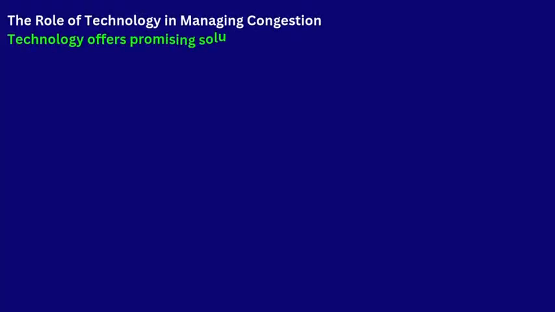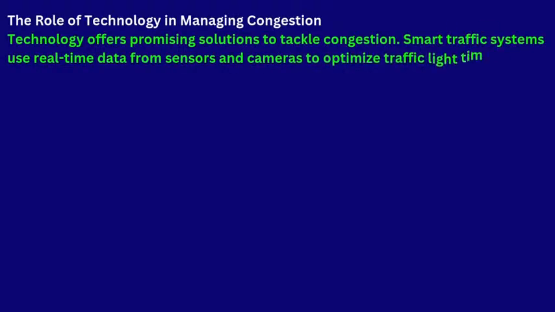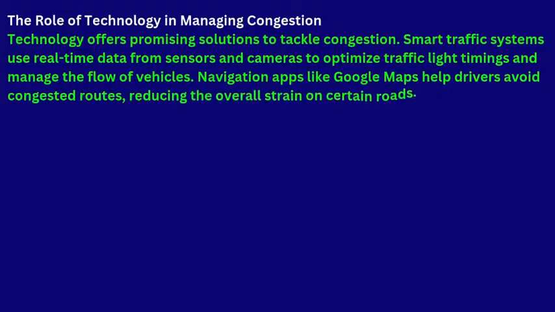The role of technology in managing congestion. Technology offers promising solutions to tackle congestion. Smart traffic systems use real-time data from sensors and cameras to optimize traffic light timings and manage the flow of vehicles. Navigation apps like Google Maps help drivers avoid congested routes, reducing the overall strain on certain roads.